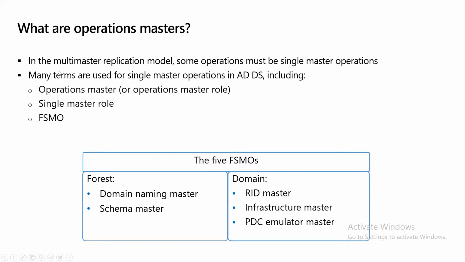Okay. What are Ops Masters? In the multi-master replication model, some operations must be single master, meaning one domain, multiple jobs. Many terms are used for single master operation. So they have used a lot of terms. When you say operations master, this is the master role which contains the 5 FSMO roles, meaning everything is running in a single server. These 5 roles are running in a single server, which is exhausting.